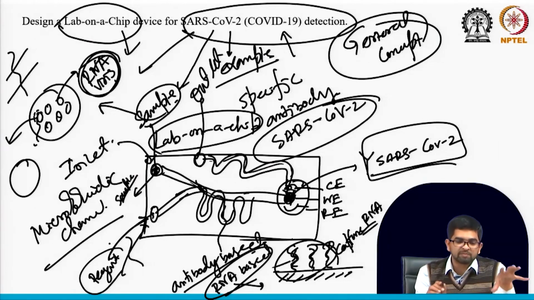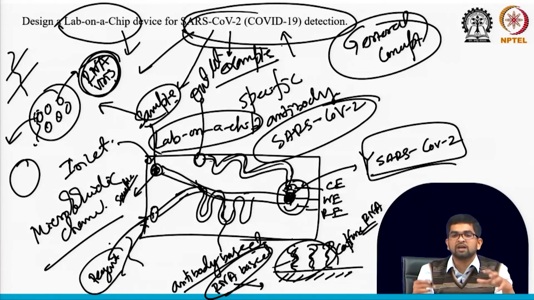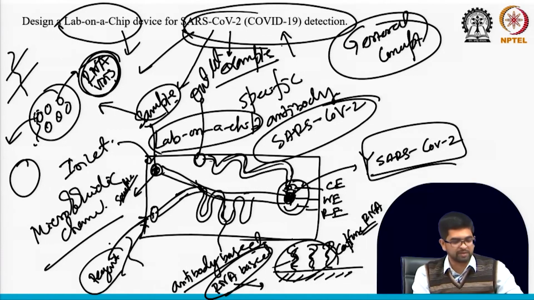So in this way you can plan a lab on a chip. This is just an example on SARS-CoV-2, but you can think of some other virus detections also, like dengue virus, and you can develop those simply in this way.